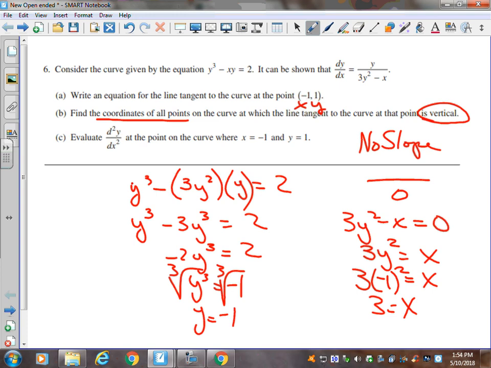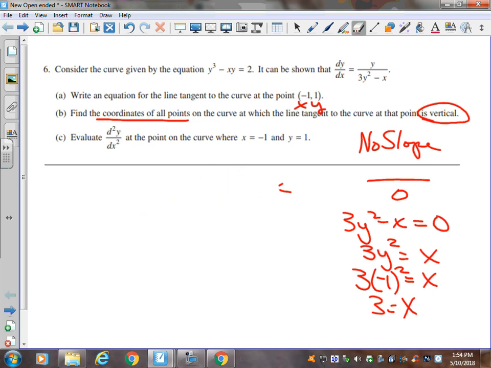Now, the last question asks you to take the second derivative and evaluate it at -1, 1, which is the point they also ask you about in Part A. How do you take a second derivative? Well, you do the derivative of it. Okay? Now, because this is a second derivative of an implicit, it's going to be a little different than what you're used to. We always put dy or dx on it, but now we can't do that because it's a second derivative. We're going to have to be a little bit more notating. But it's the same idea.